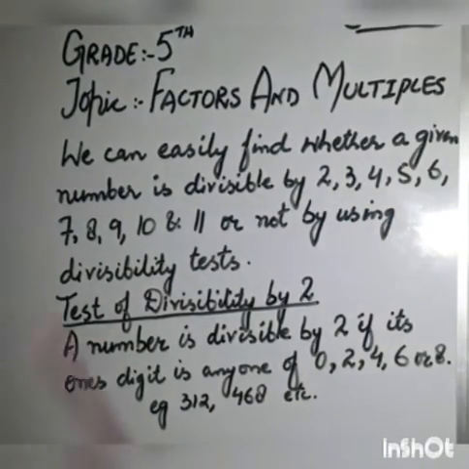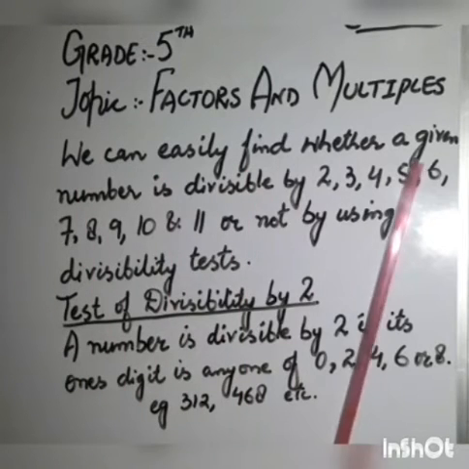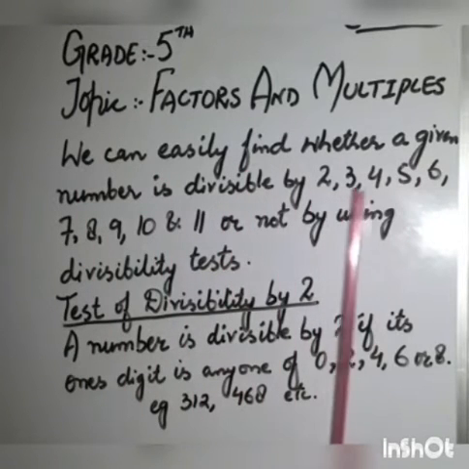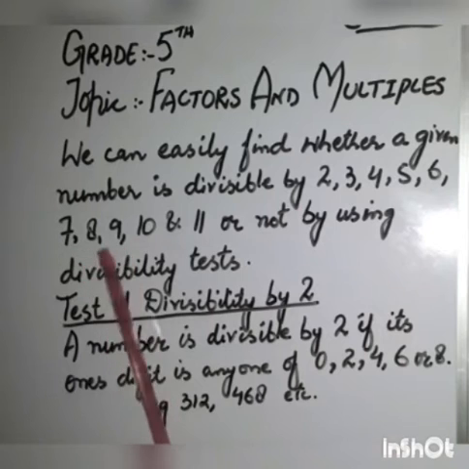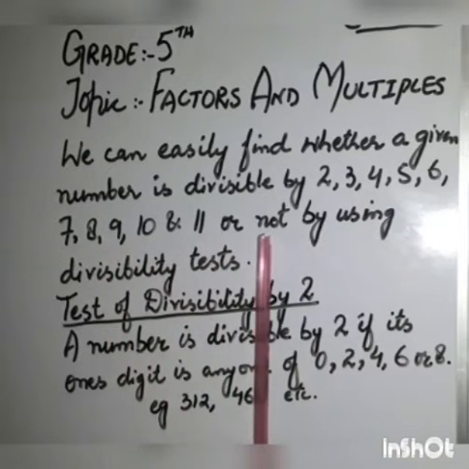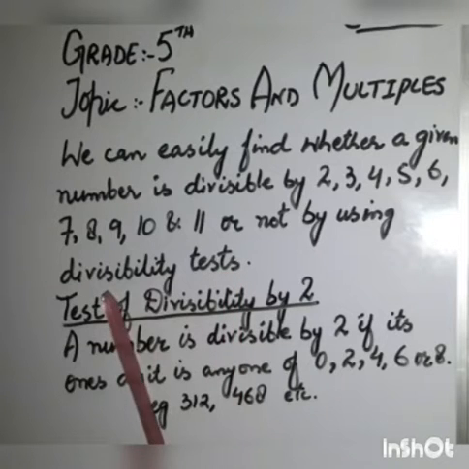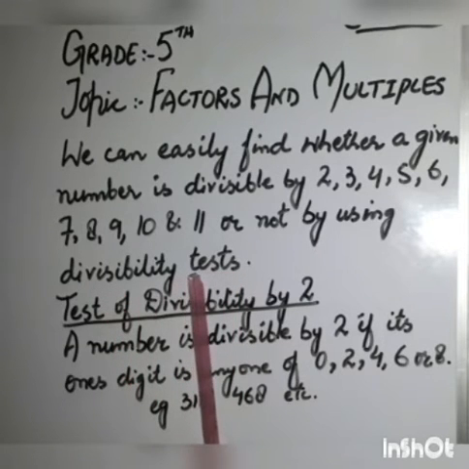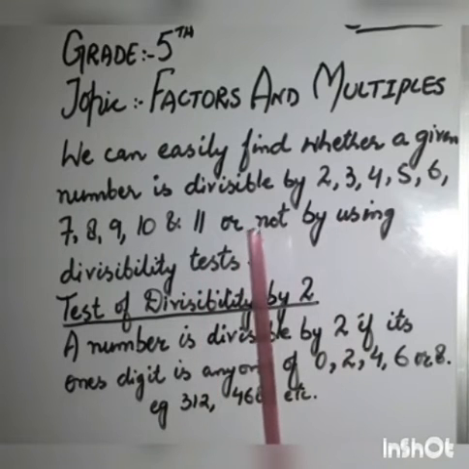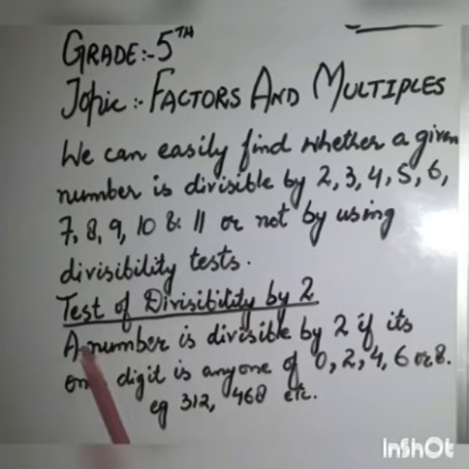Now we can easily find whether a given number is divisible by 2, 3, 4, 5, 6, 7, 8, 9, 10 and 11 or not by using divisibility tests. So students, हम divisibility tests का इस्तेमाल करके देख सकते हैं कि कोई नंबर जो है वो डिविजिबल है कि नहीं है. So let's first learn about टेस्ट ऑफ डिविजिबिलिटी बाय 2. कैसे हम टेस्ट करेंगे कि कोई नंबर डिविजिबल बाय 2 है कि नहीं.